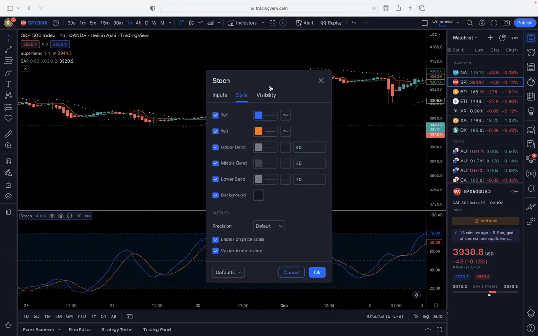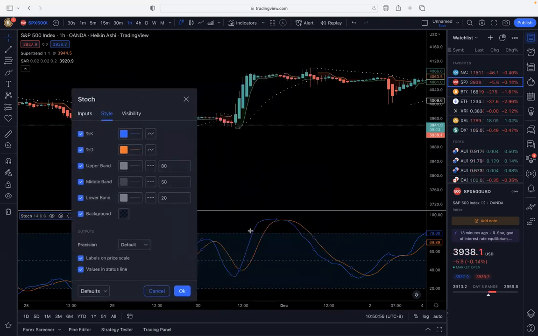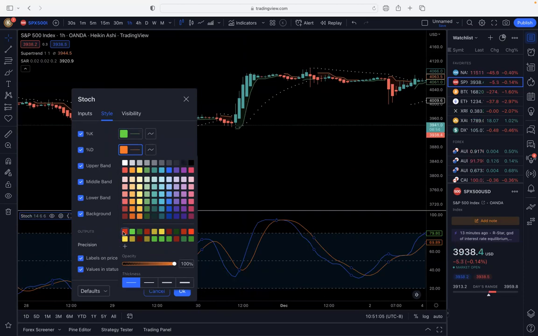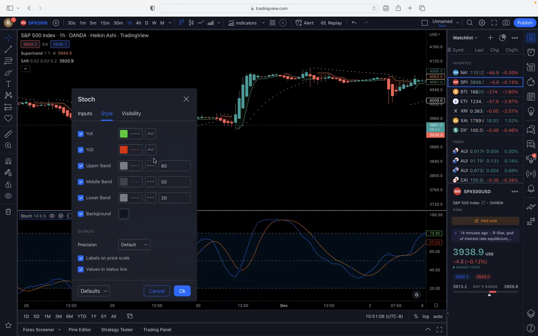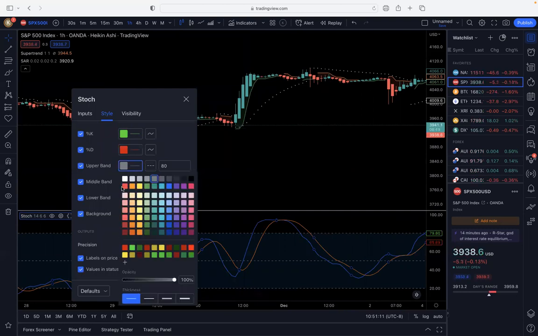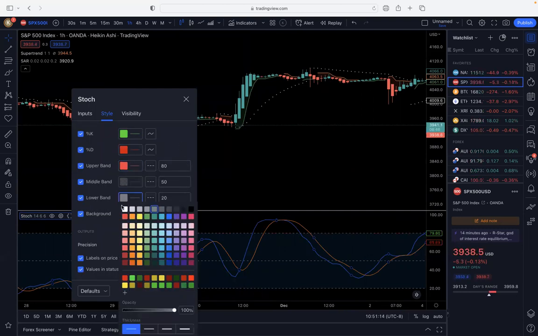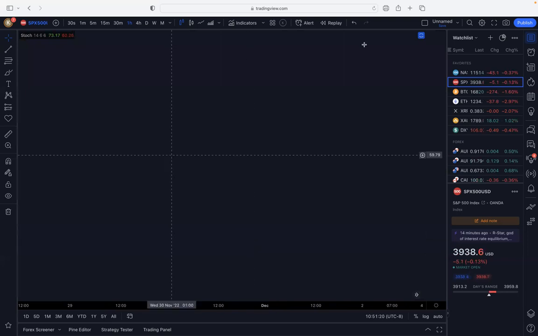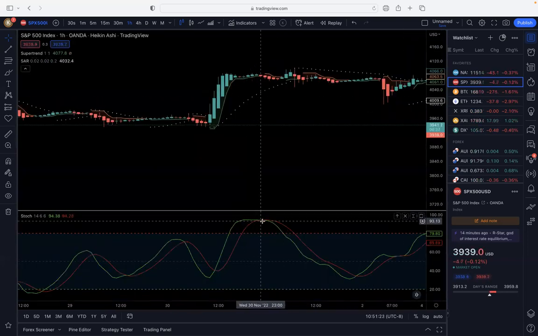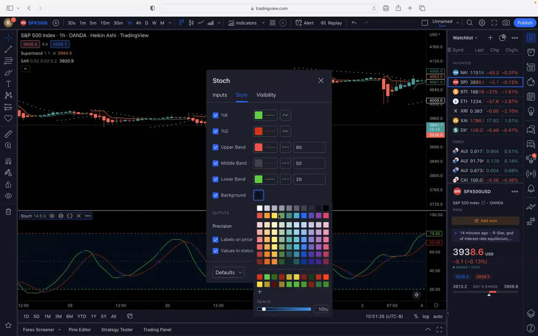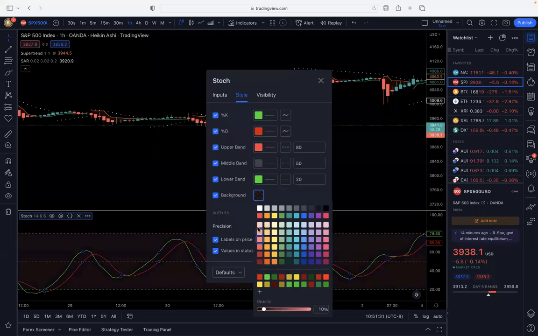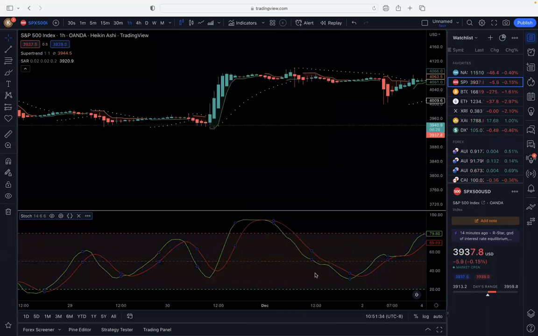For the style, we're going to make this green. We're going to make the orange line red. Okay. Our 80 is going to be red, and our 20 is going to be green. And this is color coded for a reason. We're going to go ahead and make our background pink because that's how I learned it, but you can make the background any color you want it to be. Just make sure that it's not too bold, but that you can recognize that it's there, okay?